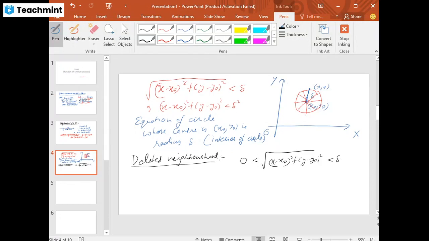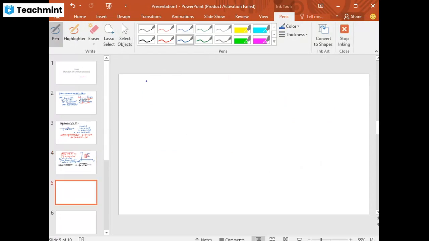Okay. Basically, the concept of deleted neighborhood is required in the concept of limit of a function. For example, suppose I consider the problem of a limit, limit x approaches to 1, x square minus 1 upon x minus 1. Suppose that this is our function. Here I want to calculate the limit of this function as x approaches to 1. In this case, we can consider all the neighborhood of a point which are nearby 1, but we have to exclude 1 because at x equal to 1 your function is not defined.